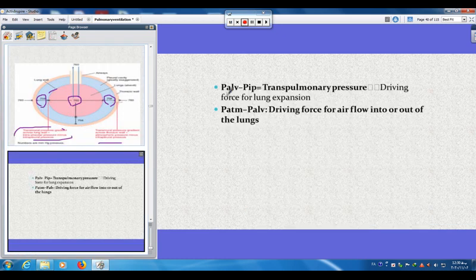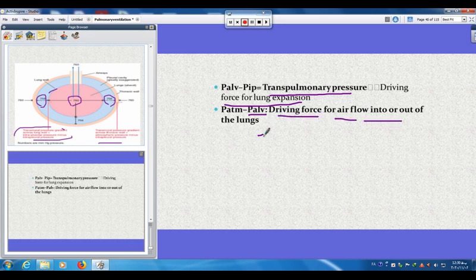Taken together, alveolar pressure minus intrapleural pressure is the transpulmonary pressure, which is the driving force for lung expansion. And atmospheric pressure minus alveolar pressure is the driving force for airflow into and out of the lungs.